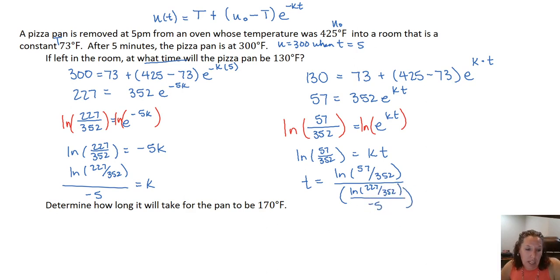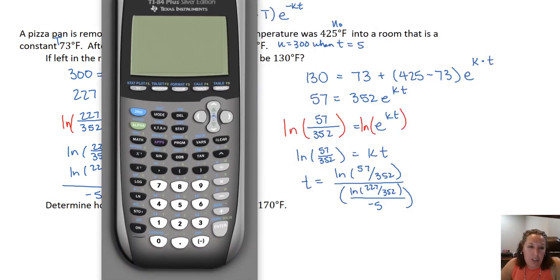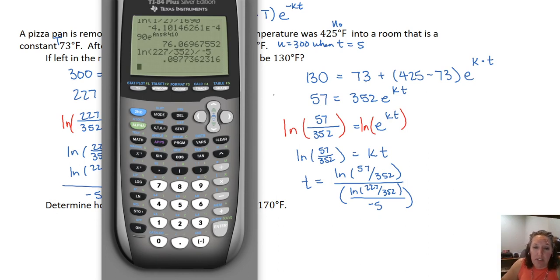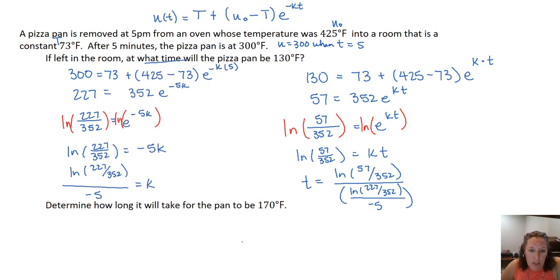So let's go ahead and plug that in the calculator. I am going to do that in two pieces. I'm going to do that K value first. So the natural log of 227 divided by 352, close parentheses on the natural log, divided by negative 5. So our K value is 0.0877. And then we're going to do the natural log of 57 over 352, close parentheses on our log, and divide by that K value.